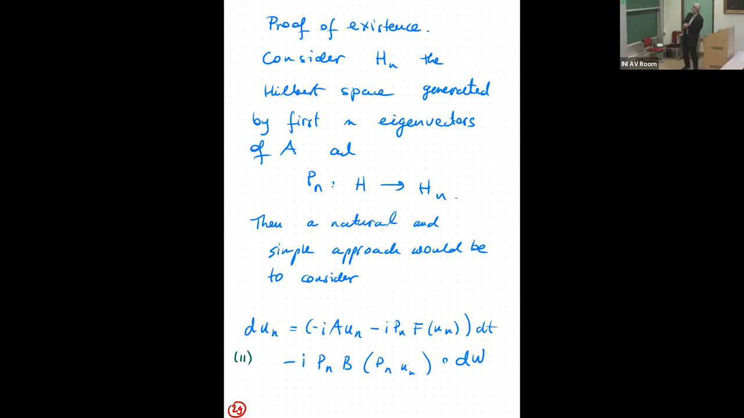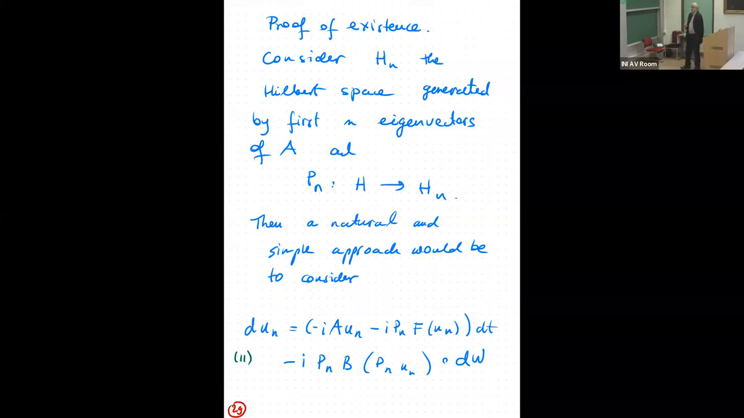Okay, so now I want to speak about the proof of existence and point out what is interesting. So H is our complex Hilbert space. We consider the first n eigenvectors and the Hilbert space Hn generated by the first eigenvectors of the operator A. And we consider the orthogonal projection Pn. In that situation, the natural way to approximate our problem would be to write down this equation 11. Pn commutes with A, so we don't write Pn here. We have Pn here and Pn over there as well.